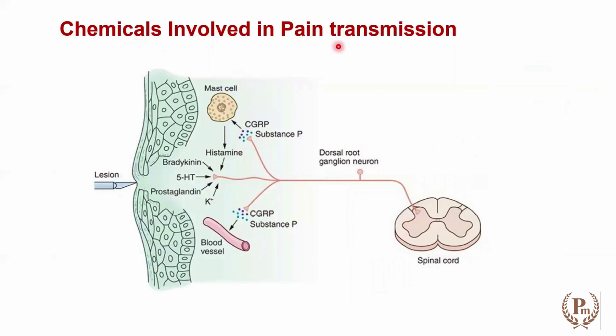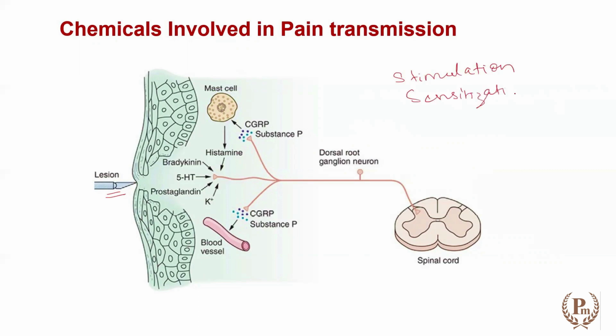What are the chemicals which are involved in the pain transmission and how are they released? So whenever there is an injury, look here, there is a lesion, there is an injury to the tissue. As there is injury to the tissue, there are certain chemicals which are locally released, and these chemicals will either stimulate or sensitize the nerve fibers. So there are two things: stimulation and sensitization.